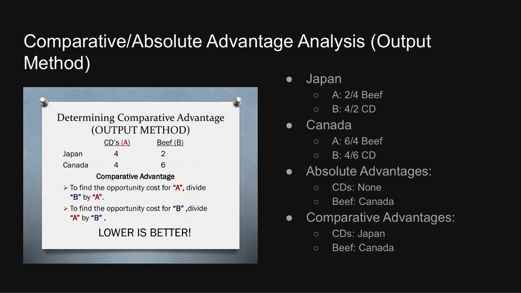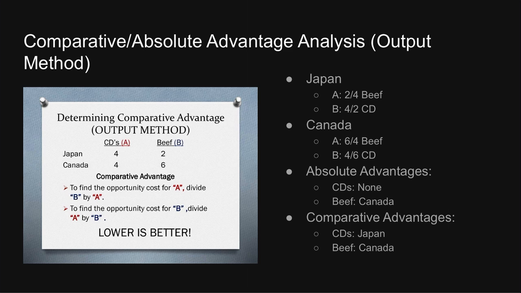So the opportunity cost for Japan of producing one single CD would be 1/2 units of beef. This is because Japan is giving up 1/2 units of beef in order to produce one CD. Likewise, for beef, we see that we can do 4 CDs divided by 2 units of beef. So Japan's opportunity cost is 2 units of CD. And for Canada, we see 6/4 for beef and 4/6 for CDs.